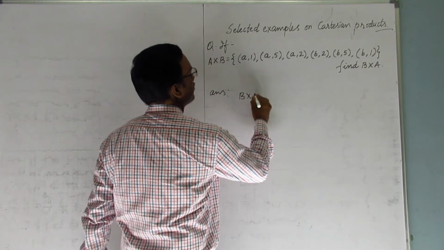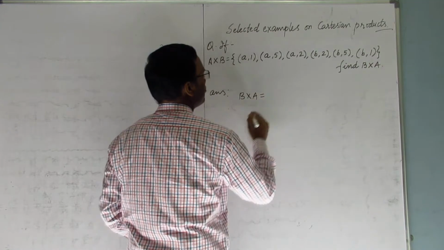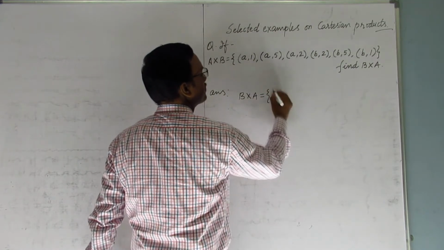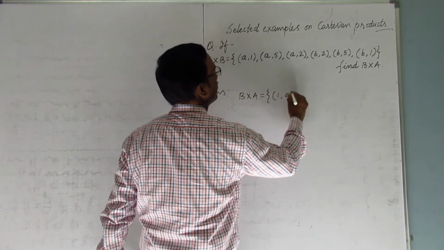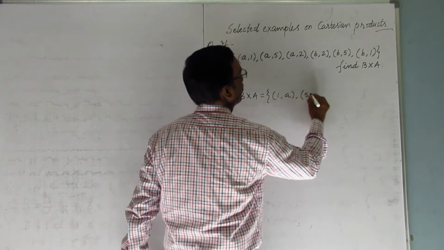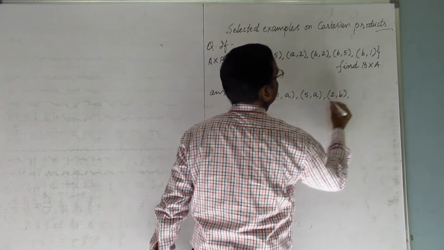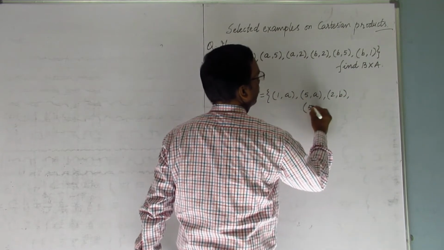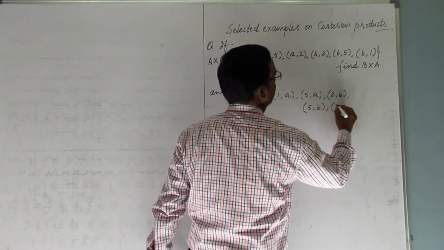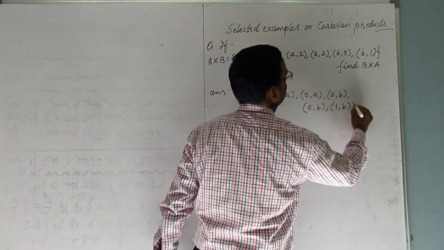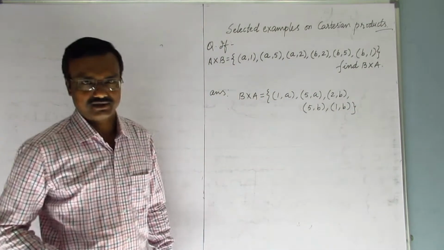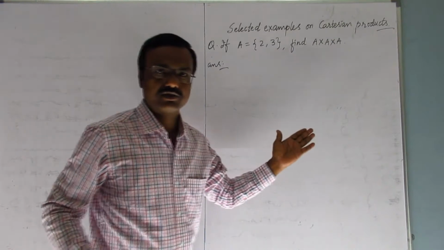B cross A simply is equal to, just reversing the elements, we get (1,a), (5,a), (2,b), (5,b) and (1,b). That's all, students. Next question, students.